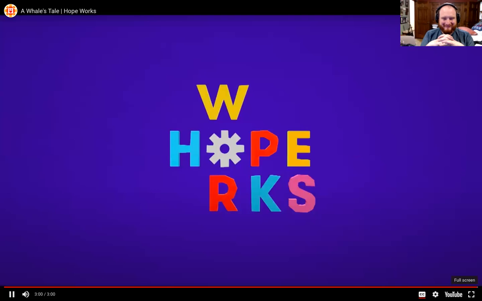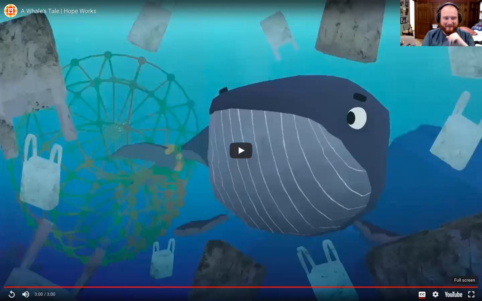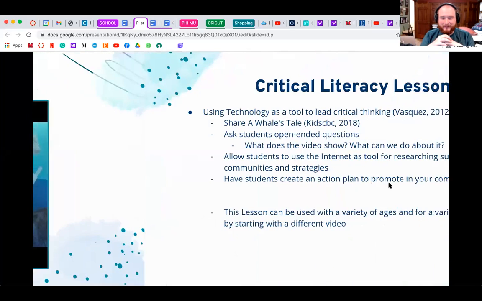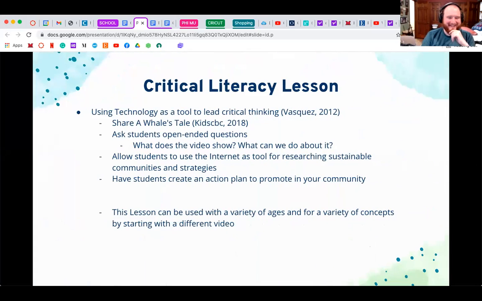Get this to close. I might have to. Oops. Oh, there it goes. Well, I guess my screen's going to be showing now.